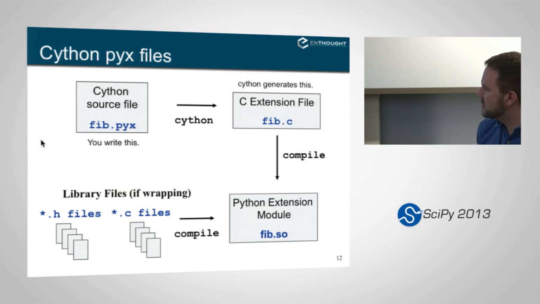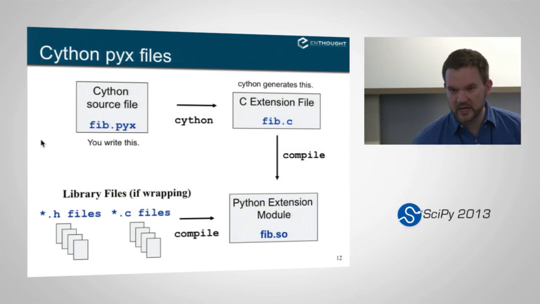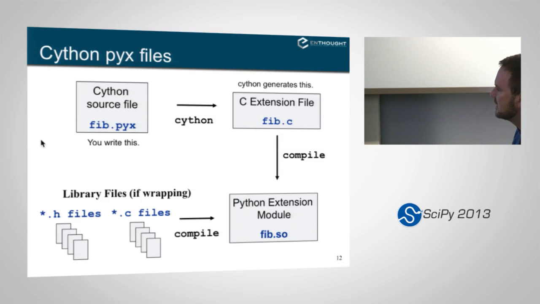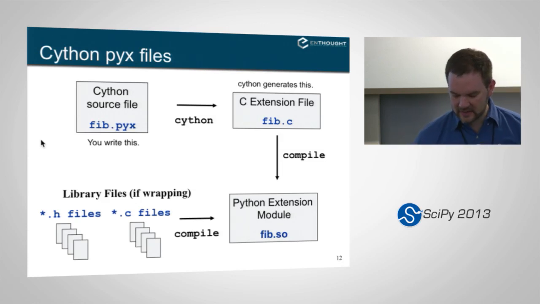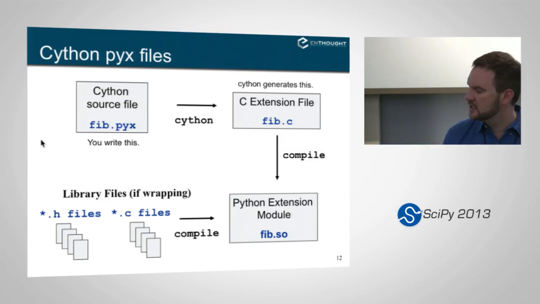And so you put your code typically in a pyx file, your Cython code in a pyx file, and you call the Cython command either directly or indirectly, and it spits out a C extension file, okay?